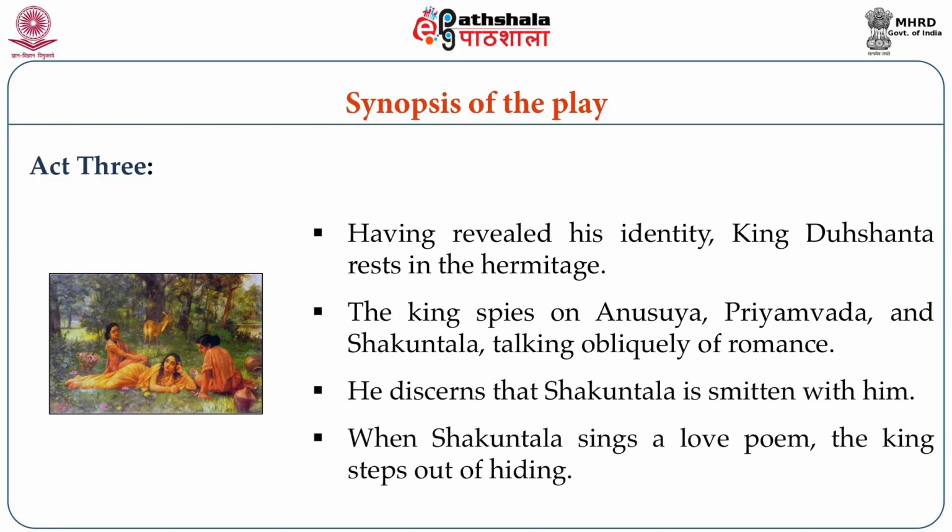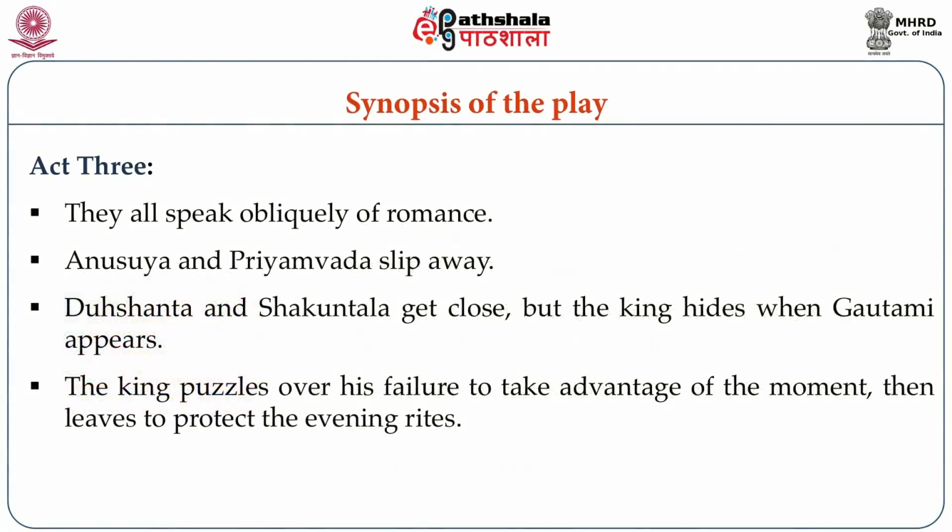When Shakuntala sings a love poem, the king steps out of hiding. They all speak obliquely of romance. Anushwa and Priyamvada slip away. Dushwanta and Shakuntala get close, but the king hides when Gautami appears. The king puzzles over his failure to take advantage of the moment, then leaves to protect the evening rites.